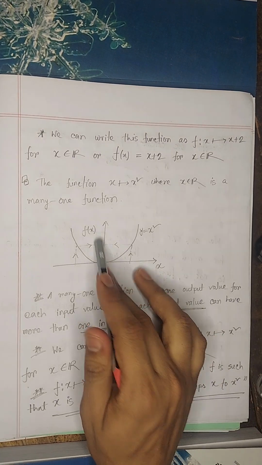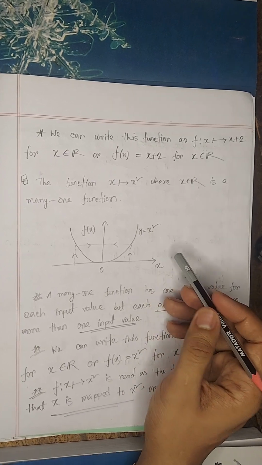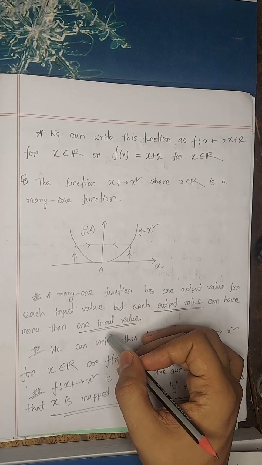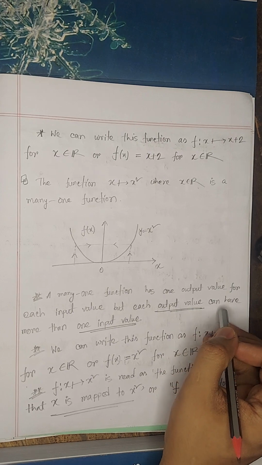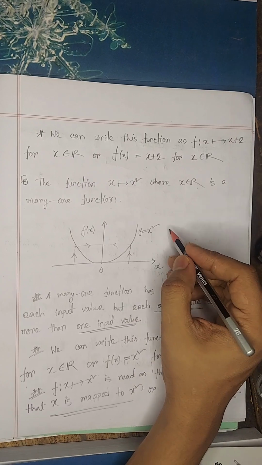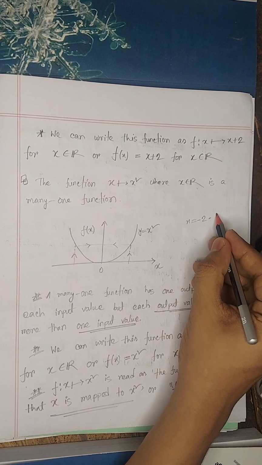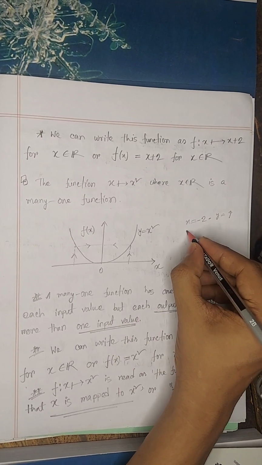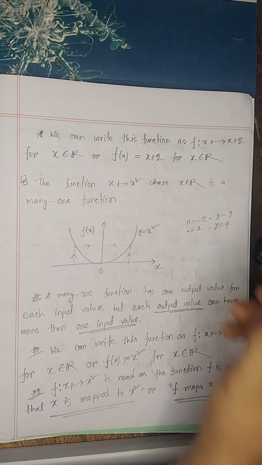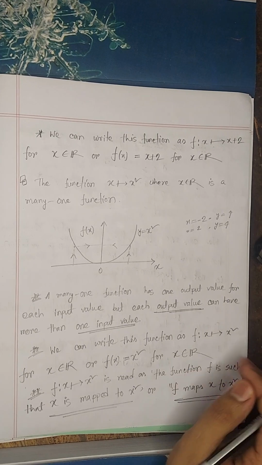So this is also a function, but each output value can have more than one input value, I mean many. Like if we put the value of x as minus 2, then the value of y will be 4. And also if we put the value of x as 2, then we get the value of y as 4. So each output value can have more than one input value. This is what they try to say.